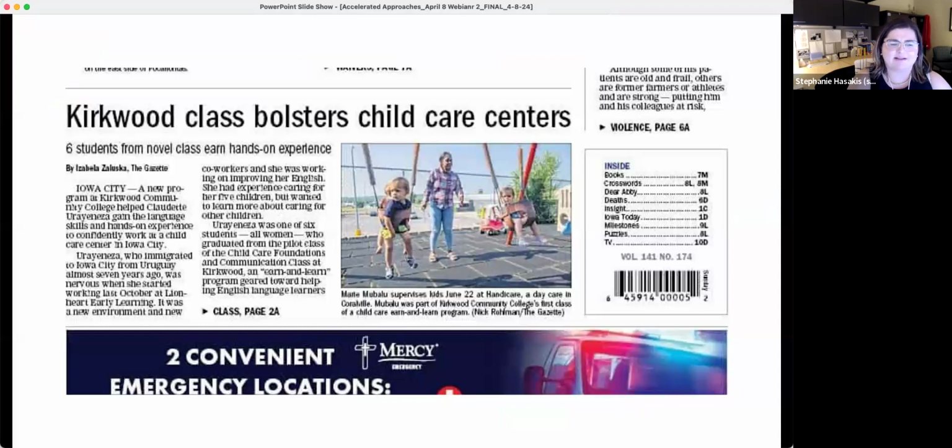And then this is, sorry, it's blurry. This is actually a front page Sunday story that ran in our local newspaper about this program and how it had really affected some of the folks who had participated in it, as well as the business owners who now were not desperately searching for workers. That is all.